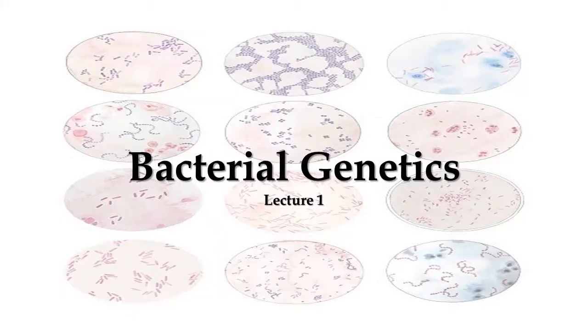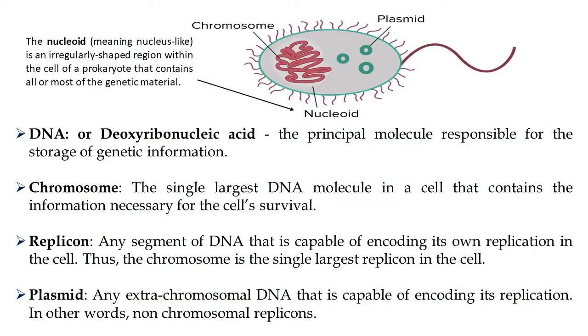Hello guys, we're going to start with our bacterial genetics. In this lecture, we'll be basically talking about DNA structure and DNA replication. Just to give you a brief idea, in a prokaryotic cell or a bacterial cell, we don't have a well-defined nucleus. There's an irregularly shaped region called a nucleoid, where your chromosomes are ideally present.